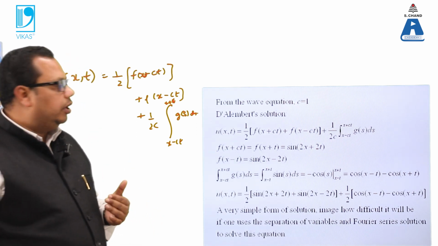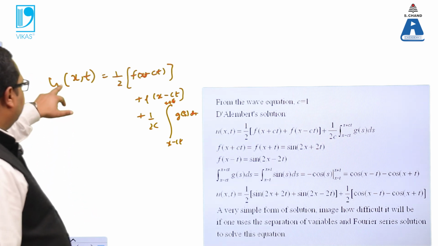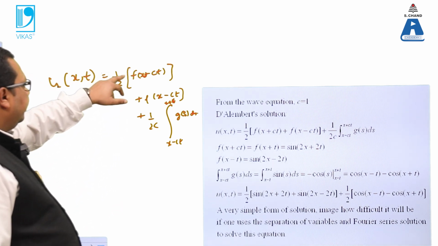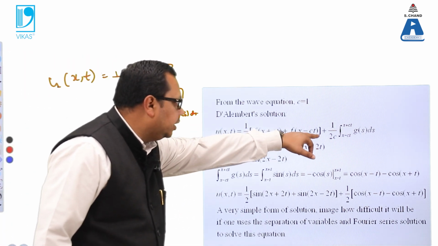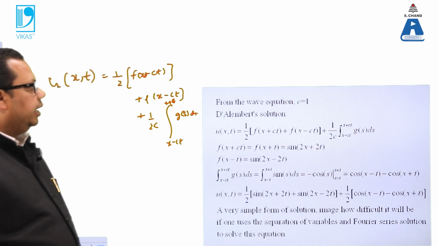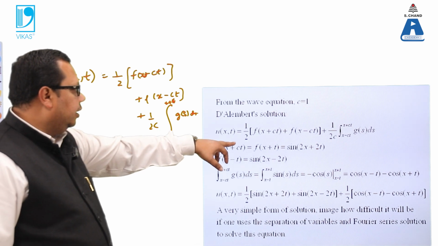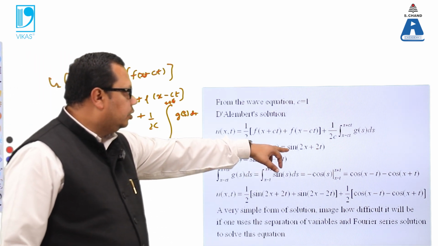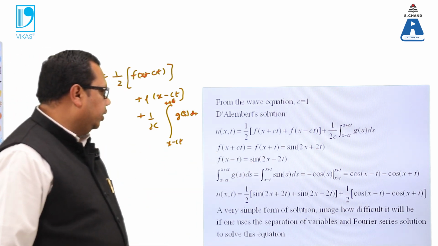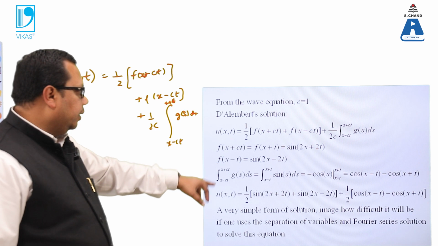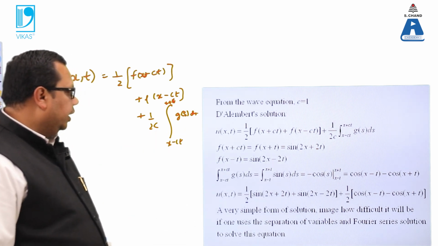Then we have to calculate the value of g(s). So once we have calculated the value of g(s), then u(x,t) is equal to half f(x+ct) plus half f(x-ct) plus 1 by 2c integral of x-ct to x+ct g(s) ds. f(x+ct) is equal to f(x+t), which is sin(2x+2t). So f(x-t) is equal to sin(2x-2t). So when we integrate it, putting this particular value, we will get this equation. So we will get this equation u(x,t) after integrating this.